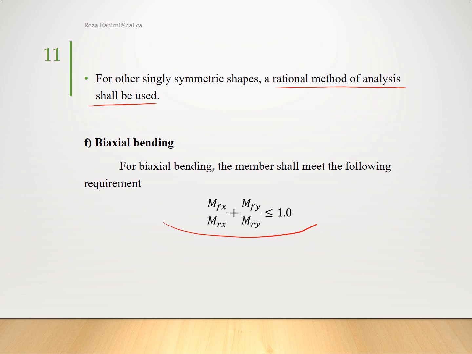So when we have the factored moment about x and the factored moment about y acting on a section, this is the criterion for design: factored moment over resistance moment in the x direction plus factored moment over resistance moment in the y direction should be lower than 1.